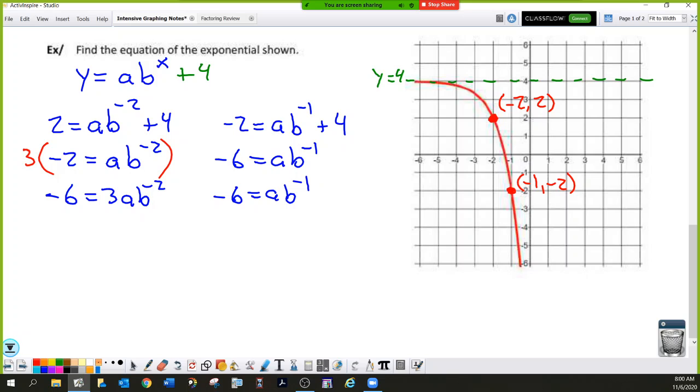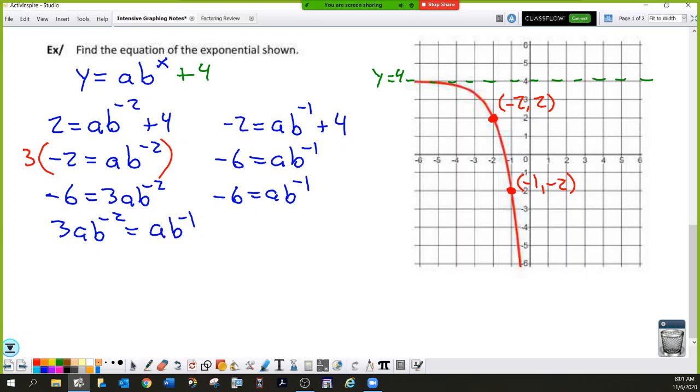Because they both say negative 6 equals, I can set them equal to one another. This is just an Algebra 1 concept in a really, really weird use. Systems of exponential equations, something you've probably never done before. But you can set them equal to each other since they both say negative 6 equals. So 3ab to the negative 2 equals ab to the negative 1.